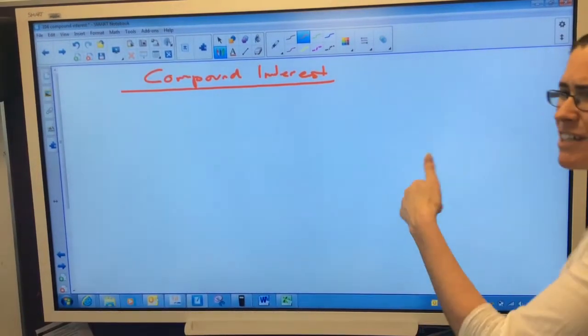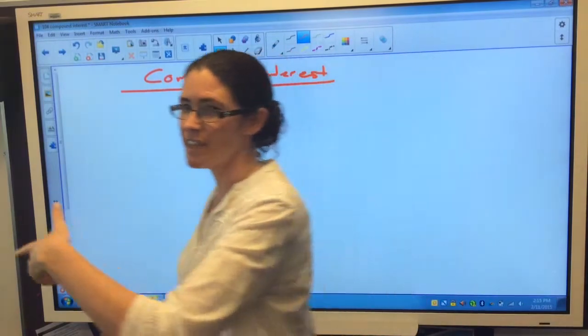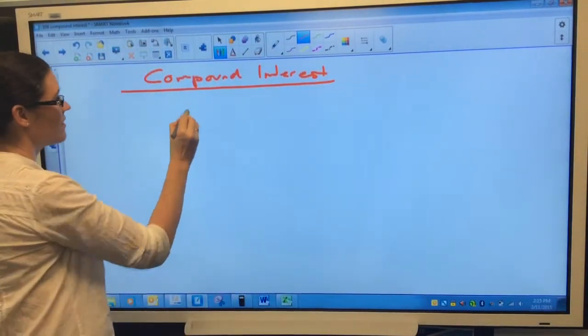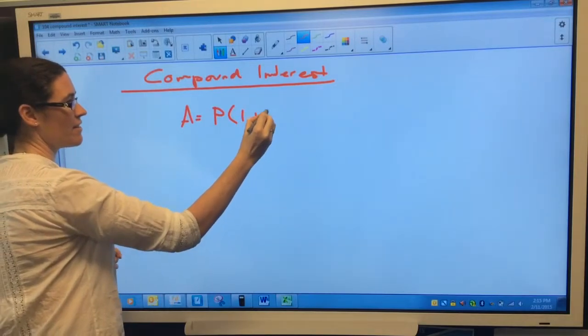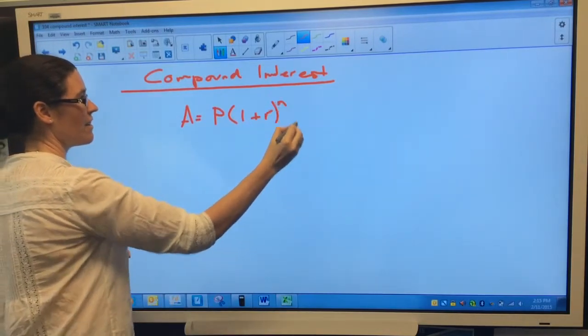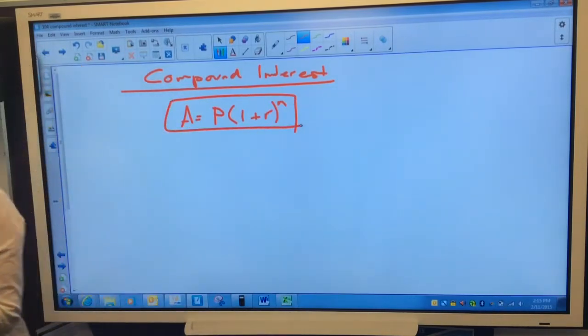Compound interest. Okay, compound interest, we know the rule. What's the rule? It's on your formula sheet. A equals P bracket 1 plus R to the power of N. Okay, you guys have seen that a million times. Now, that is on your formula sheet as is.